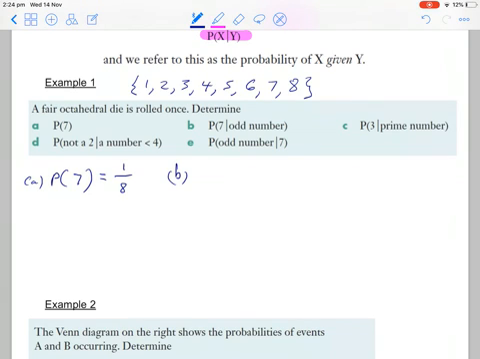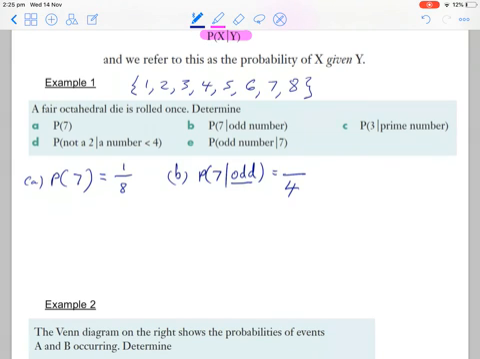Now, for B, this is where it's different. It's the probability of getting a 7 given that the number is odd. With conditional probability, you always do the given bit first. Given that it's odd, it's kind of like someone's giving you a clue. They're saying, we're not looking at all the 8 numbers. You're told that it's an odd number. So what this does is restrict the sample space. Given that it's odd means it must have been a 1, a 3, a 5, or a 7. So from the sample space, there's only 4 options that are odd.